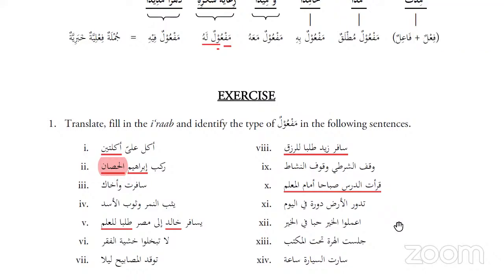Okay, so is this the one with the zarf? Adverb, yeah. There are 2 types of zarf here: time and place. So tell me, where's the time and where's the place? قرأت الدرس صباحا is the time. And the place is in front of the teacher. So this is مفعول فيه. Maf'ul fihi, that's right.